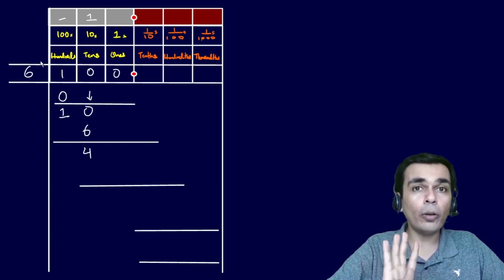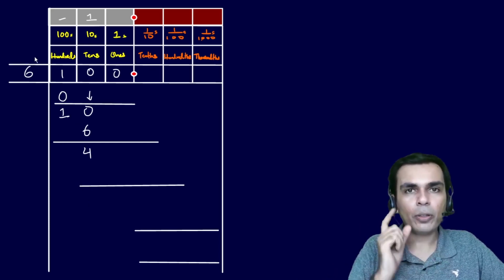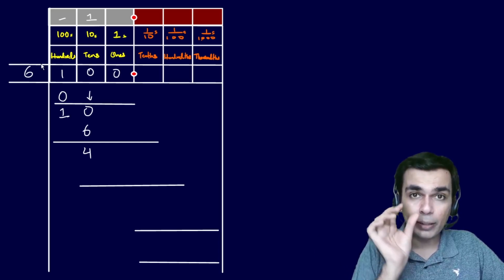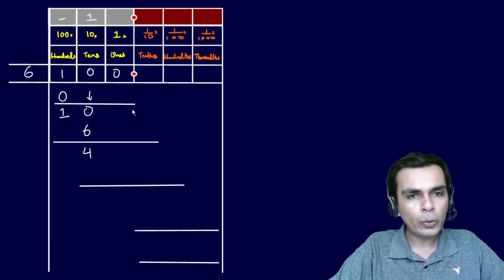I can't give 4 tens to 6 people. I need to give equally, 1 1 1 1, I need at least 6 tens. I'm playing with the tens. So now what do I do? I of course break it, and if I break it into pieces, it means I'll have 40 ones.